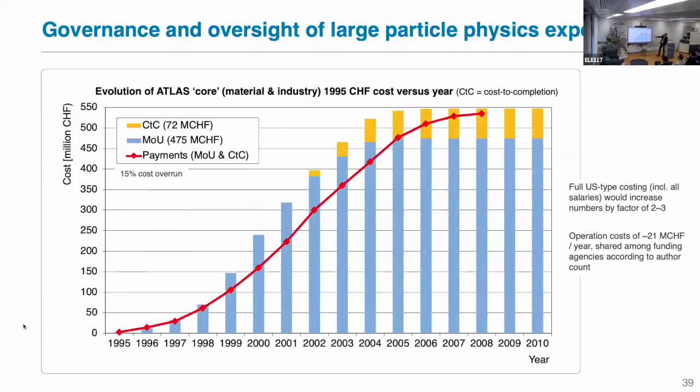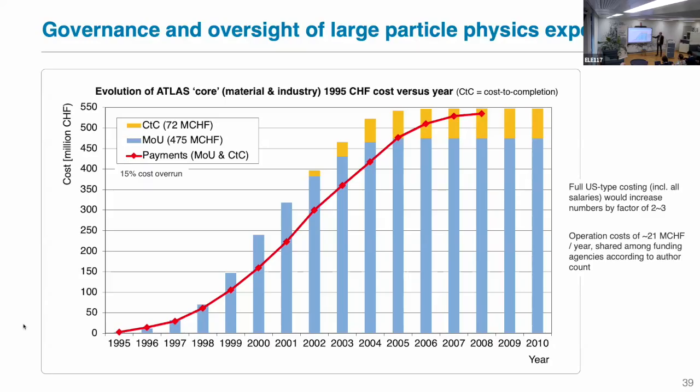So this is the picture of the costs of Atlas since 1995, where we started basically. So we spent already a bit of money before formal approval. Approval was in 97, until 2008, when Atlas was ready and started data taking. And you see here, this is in millions, so 550 million Swiss francs was the cost of the work in 1995 Swiss francs. And you see in blue, these were the memorandum of understanding numbers. And in yellow, you see the cost to completion overcost. So 15% of overcost for a 20-year project, which is not bad at all, I think.